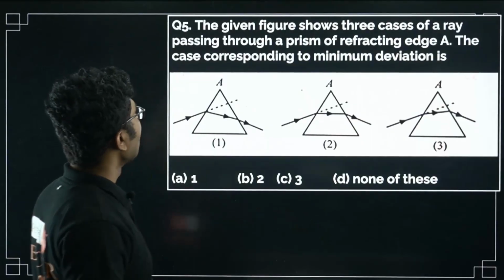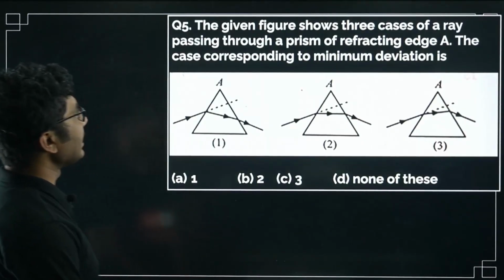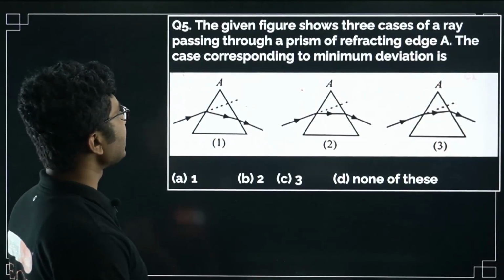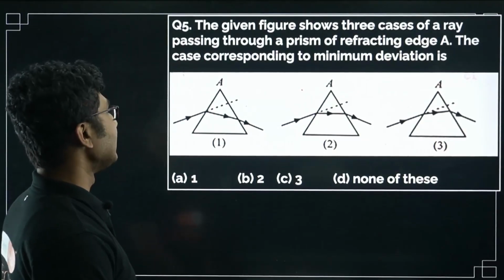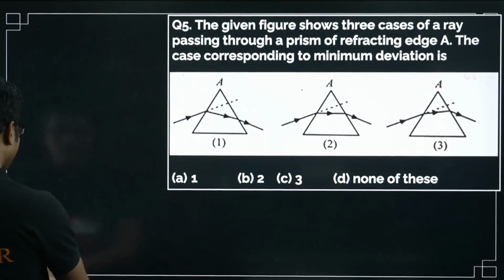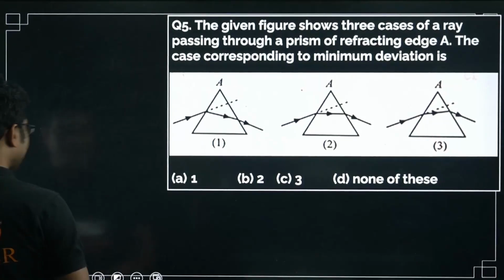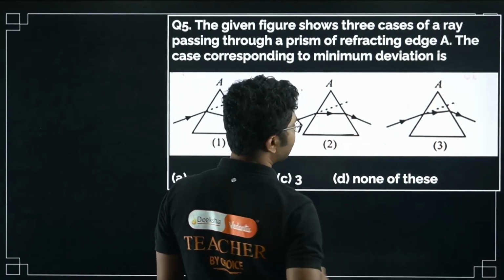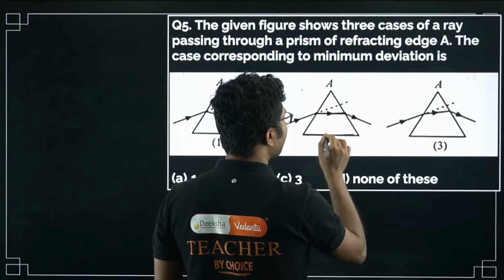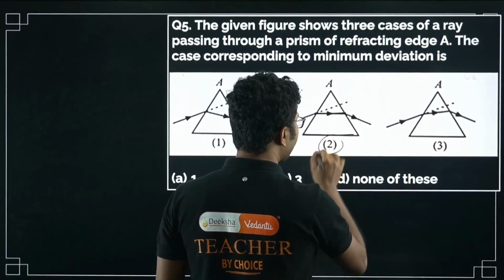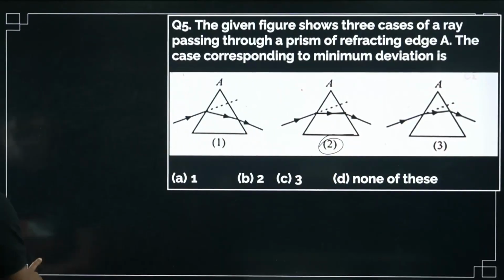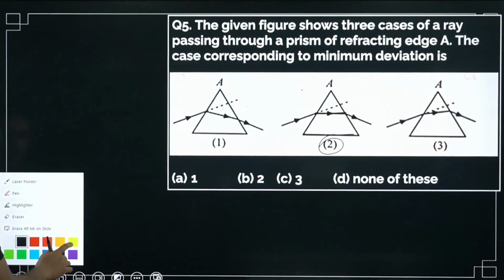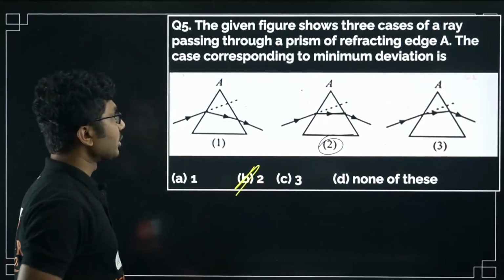Next question. The given figure shows three cases of a ray passing through a prism of refracting edge A. Which case corresponds to minimum deviation? In case of minimum deviation, the ray is parallel to the base. So if this ray is parallel to the base, then this is the minimum deviation. So the correct answer is 2. You have to remember that. So option 2 is correct.